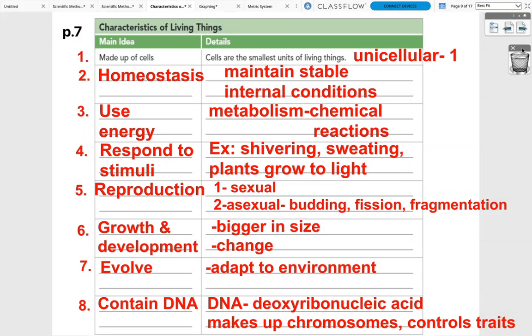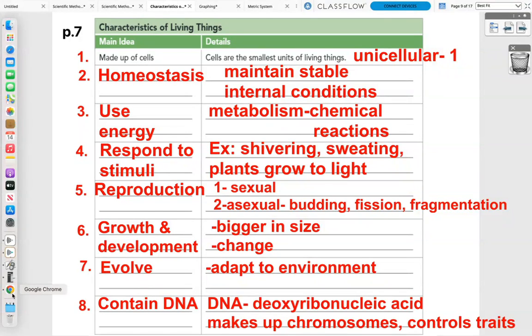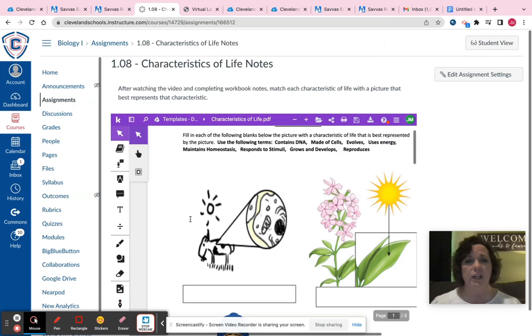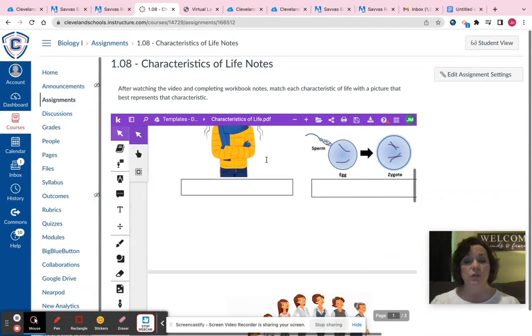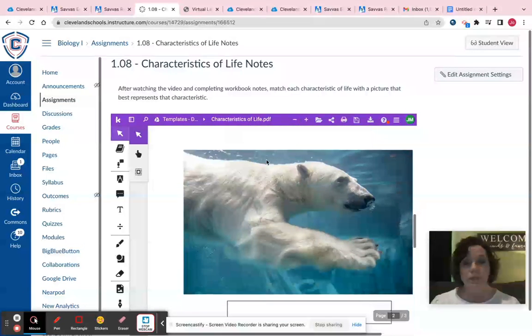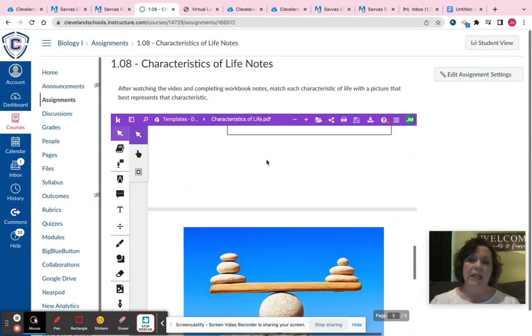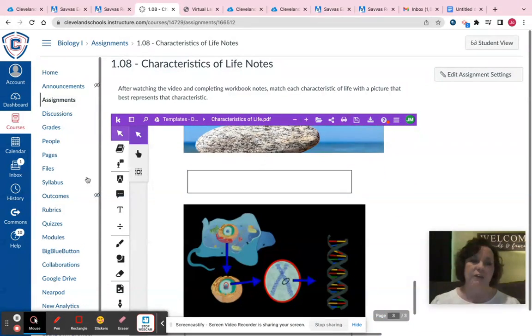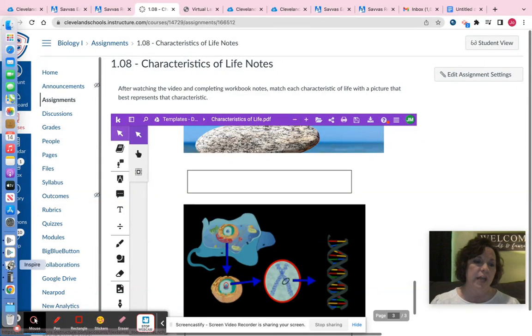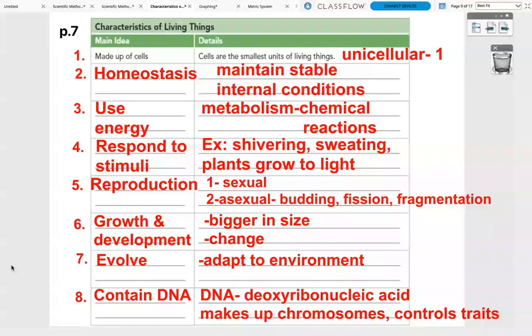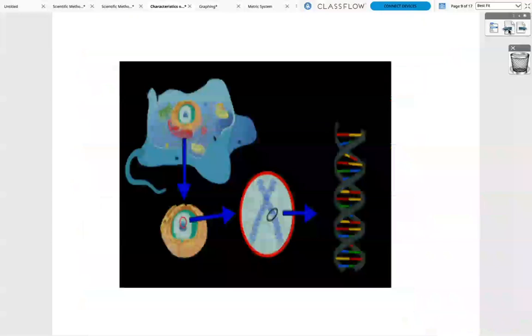So you'll go through and write all of this on page 7 of your workbook. Once you're finished with that, make sure that you have the other document pulled up. I'll go back to that document. That other document is 1.08. It's called Characteristics of Life. So you're going to go through and you're going to determine which picture matches with which characteristic of life. So make sure to pull that up. I'm going to go back through this other document here and just talk about these.